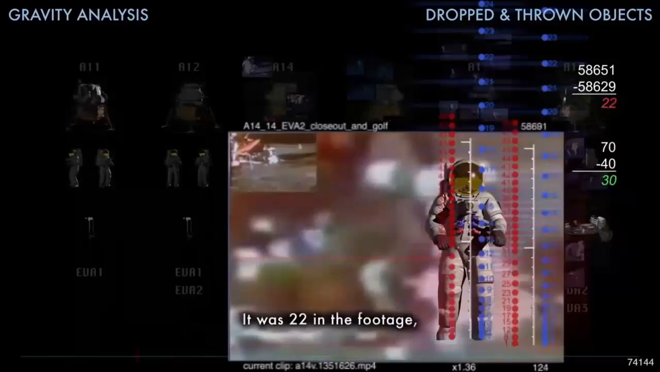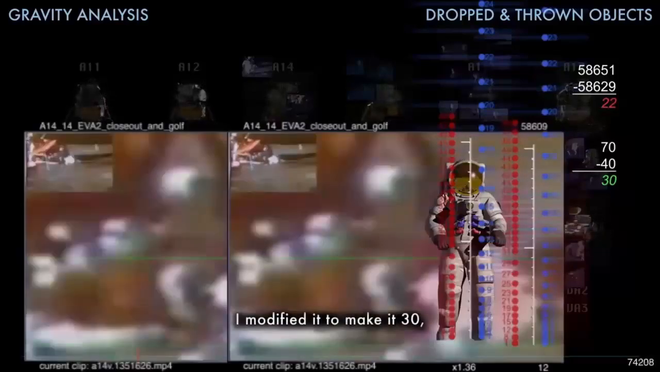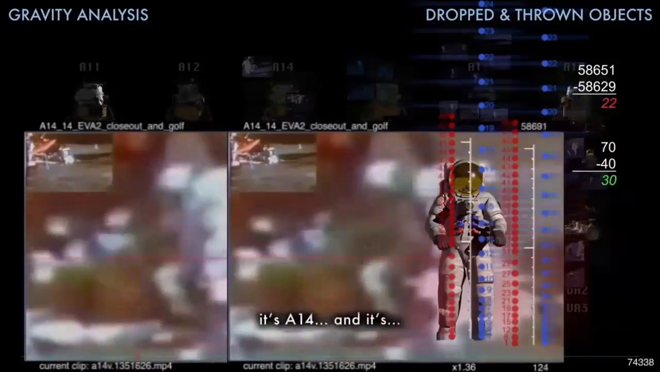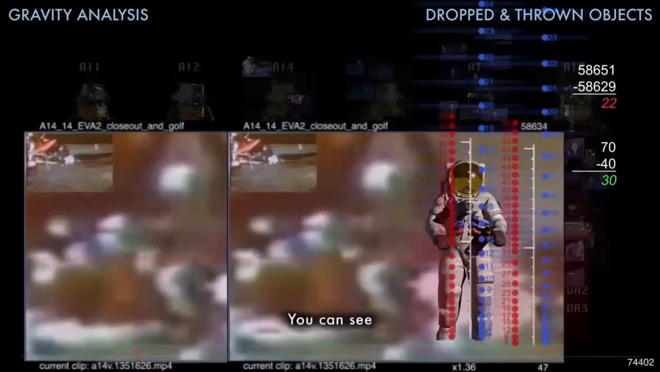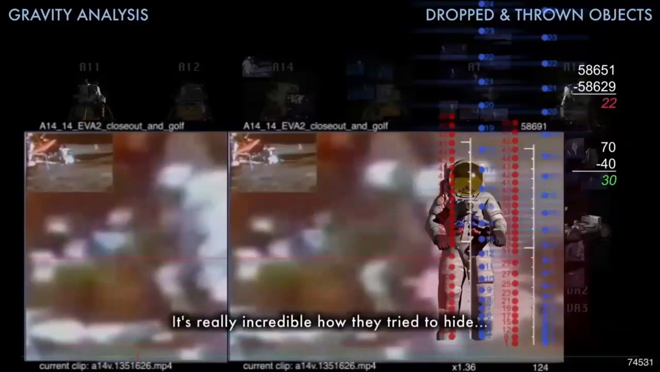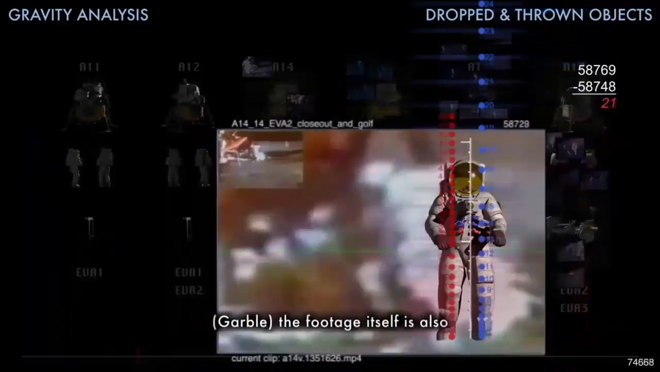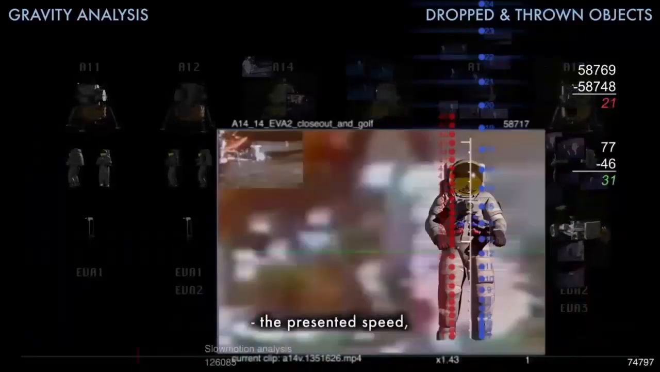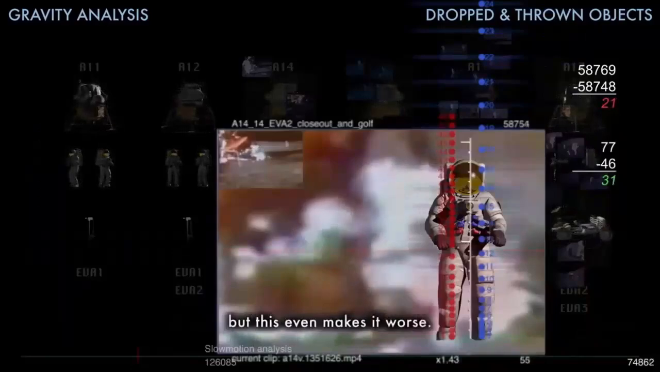It was 22 in the footage, I modified it to make it 30. Here you see them side by side, here are some of the earlier. It's Apollo 14, you can see the incredible distortion in the footage. It's really incredible how they tried to hide. The footage itself is also unbearable to look at in slow motion, the presented speed. But this even makes it worse.